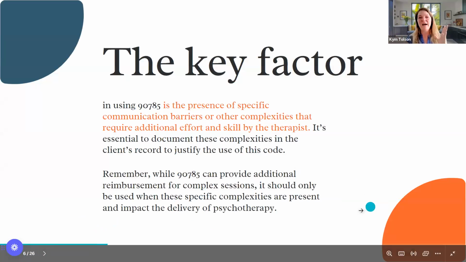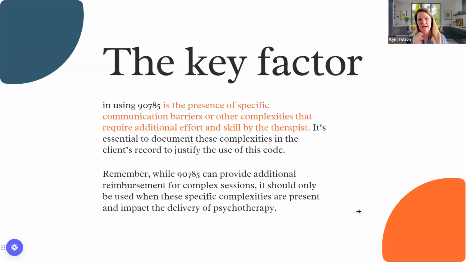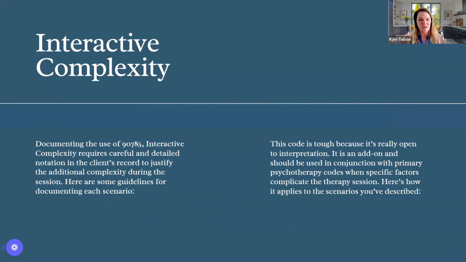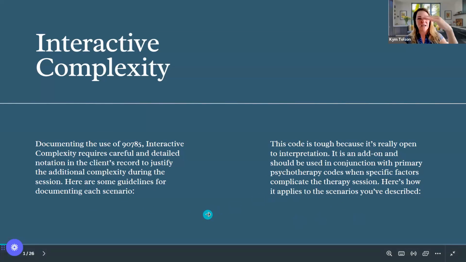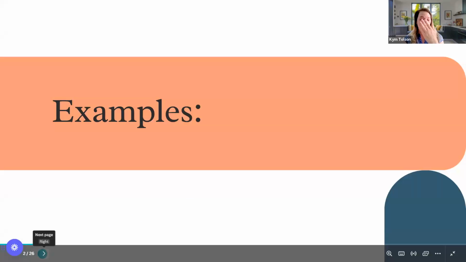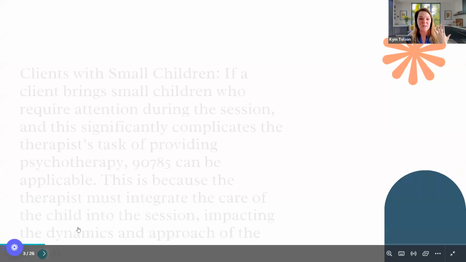The key factor of 90785 is the presence of specific communication barriers or other complexities that require additional effort and skill by the therapist, because it is open to interpretation. Like I said, it's an add-on code. You can use it in conjunction with other psychotherapy codes. Our Bill Like a Boss member asked some specific questions.